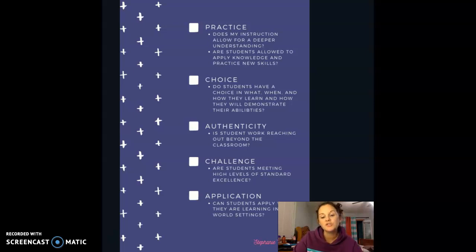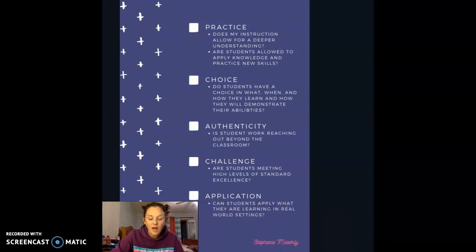Challenge. Are students meeting high levels of standard of excellence? Are we challenging all of our students on their own level? Even if they do master all of the set standards that we are required to teach, are we done? How am I pushing each child individually to where they're not becoming bored in the classroom and they're reaching their highest level?